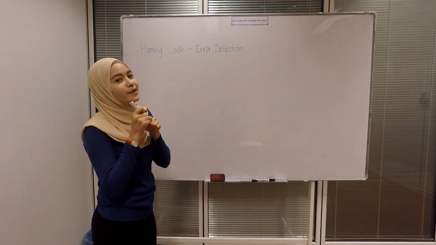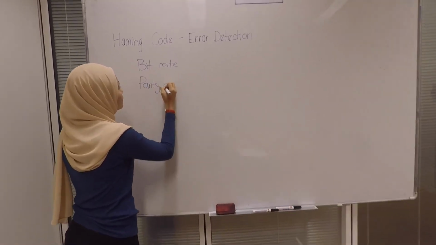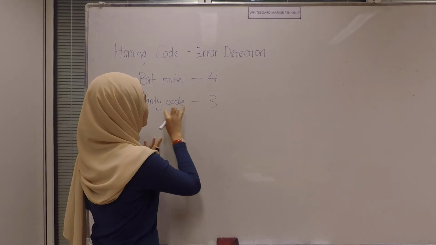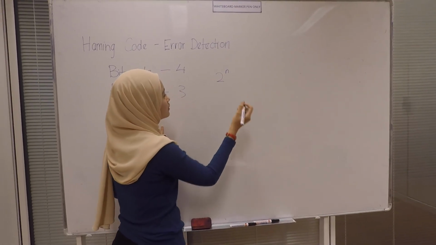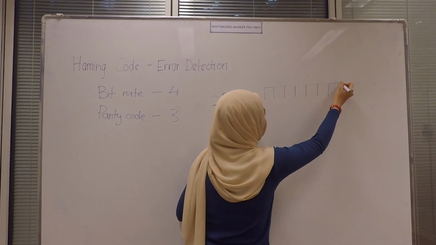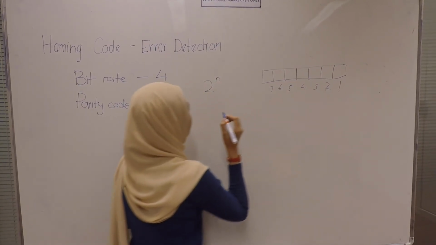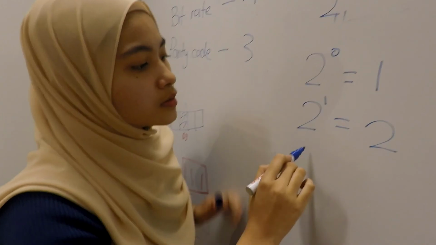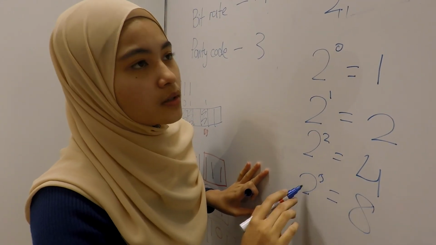Hamming code. For this example, I'm going to show you 7-bit Hamming code. For 7 bits, there are 4 data bits and 3 parity bits. Why is it 3? Okay, so this is the formula. There are 7 bits, 1, 2, 3, 4, 5, 6, 7. 2 to the power of 0 is equal to 1. 2 to the power of 1 is equal to 2. 2 to the power of 2 is equal to 4. And 2 to the power of 3 is equal to 8. We're not going to take 8.